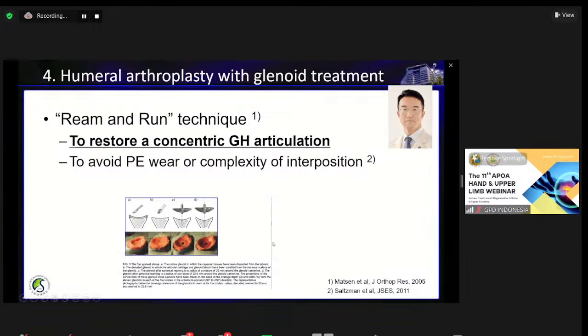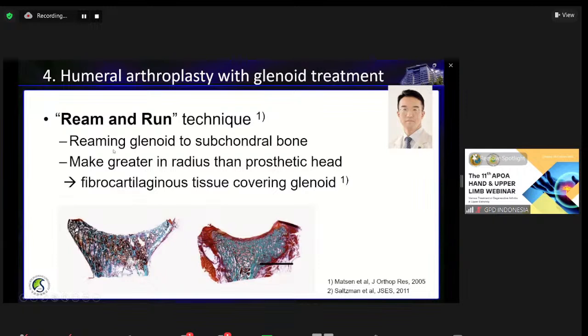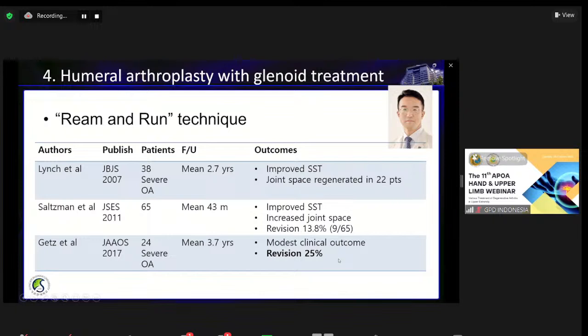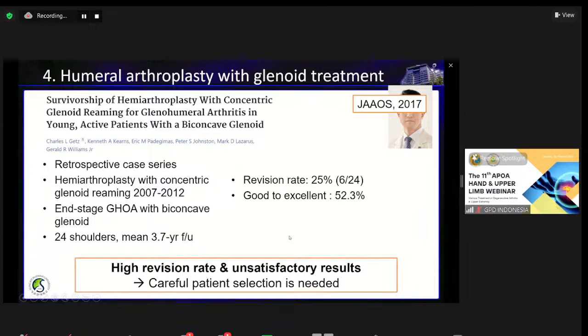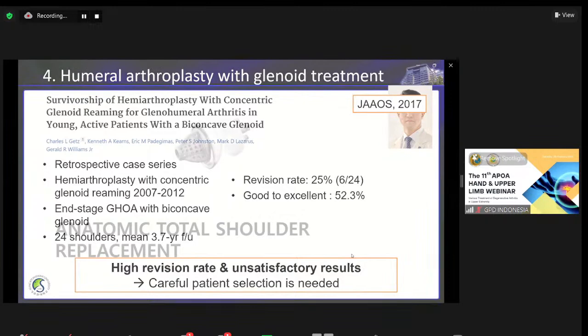The basic concept is to restore the concentric glenohumeral articulation to avoid eccentric wear or the complexity of interposition. Basically, you rim the glenoid to the subchondral bone to make a greater radius than the prosthetic head, and then you can see fibrocartilaginous tissue covering the glenoid, which sounds like a very nice idea. The overall revision rate was 25%, roughly coinciding with all the other studies. But there are very limited numbers of papers looking at this technique, and it has a high revision rate. So this paper from 2007 states that careful selection is needed.